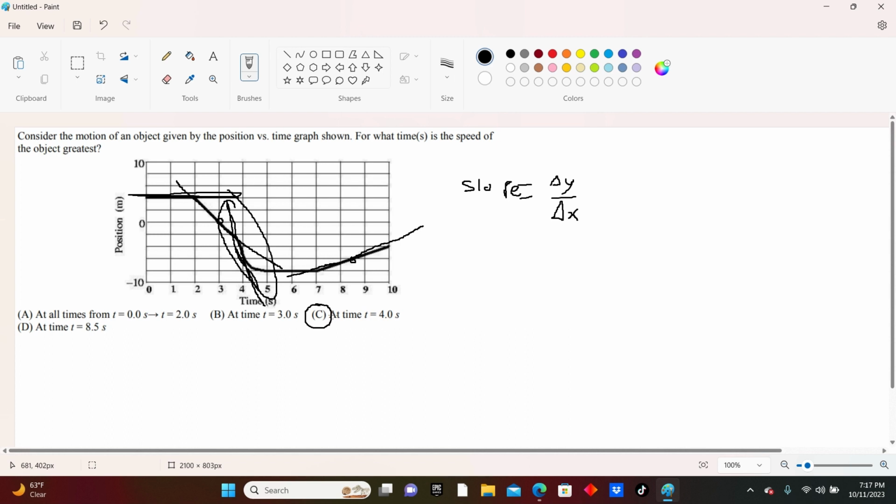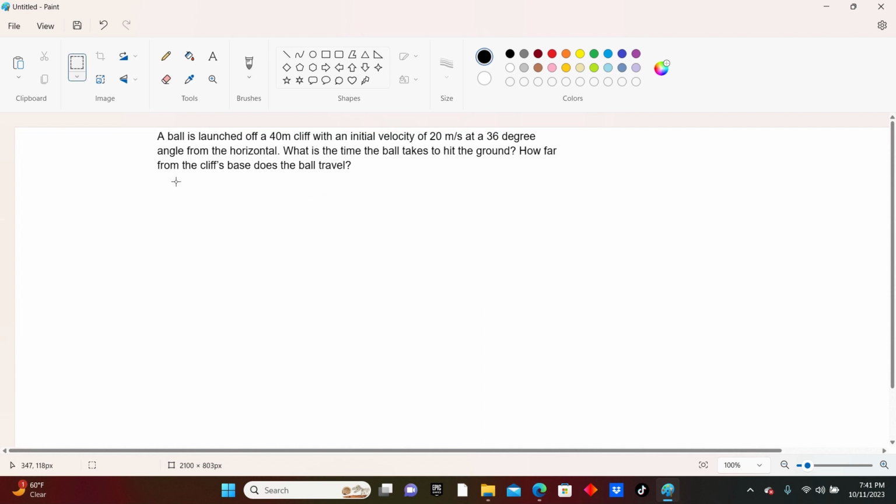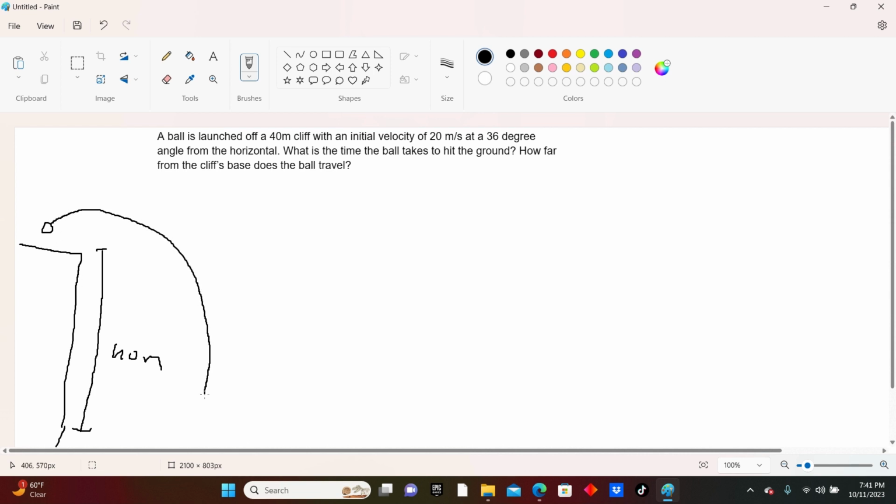So now let's do question number 3. This question says, a ball is launched off a 40-meter cliff with an initial velocity of 20 meters per second at a 36-degree angle from the horizontal. What is the time the ball takes to hit the ground, and how far from the cliff base does the ball travel? If I were to illustrate this, we would have a ball on a 40-meter high cliff, and the ball is launched off, and we're finding the time it takes to hit the ground.